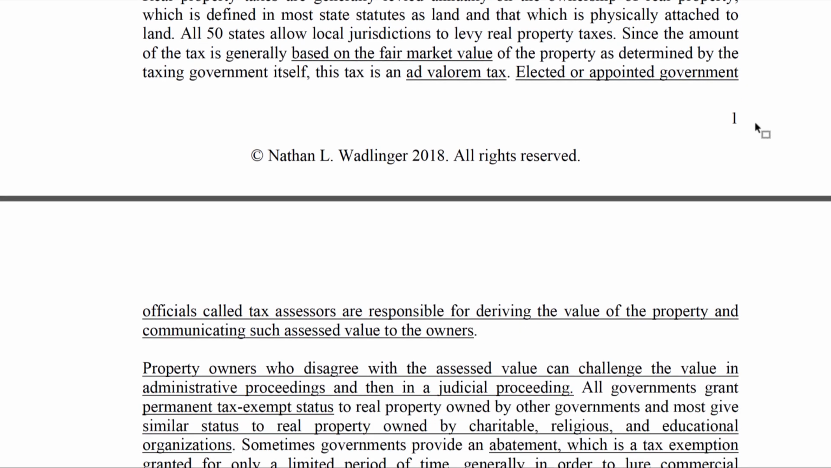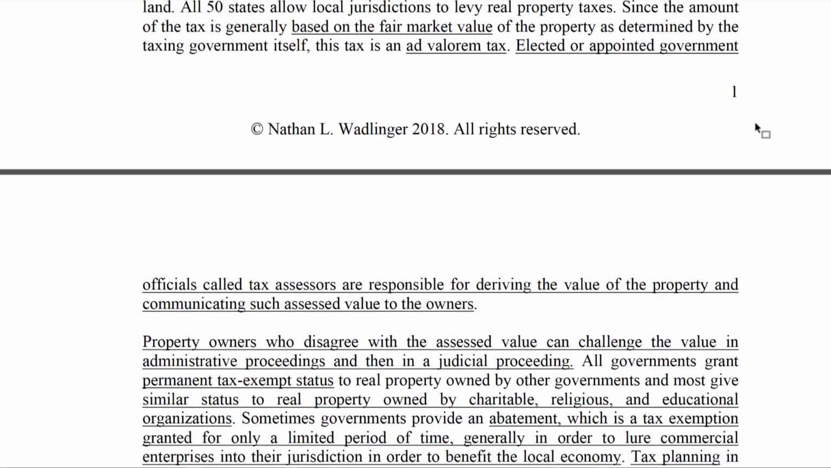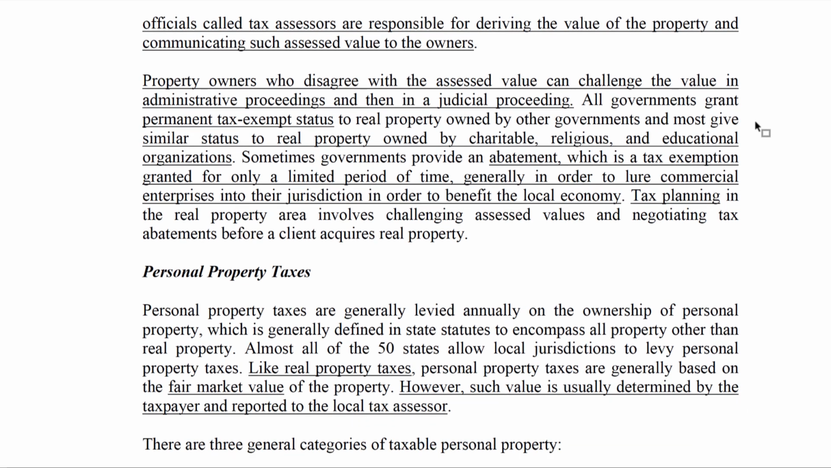So elected or appointed government officials, they're tax collectors, they assess the amount of value of property. So you have tax collectors and tax assessors out there. Basically, these are elected and appointed government officials. Now, if you're a property owner and you disagree with the assessed value, you can challenge the value in an administrative proceeding. And then if that does not go the way you want, you can also potentially take it to a judicial proceeding to be reviewed for that element.